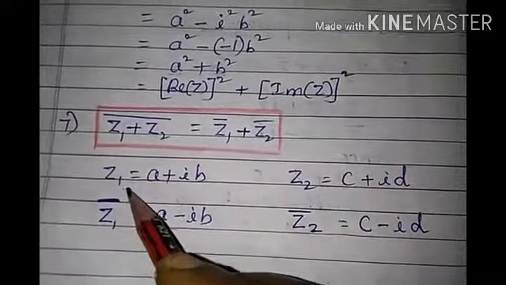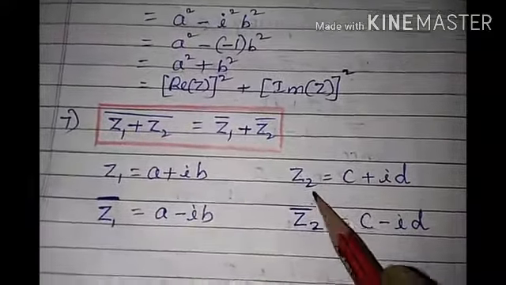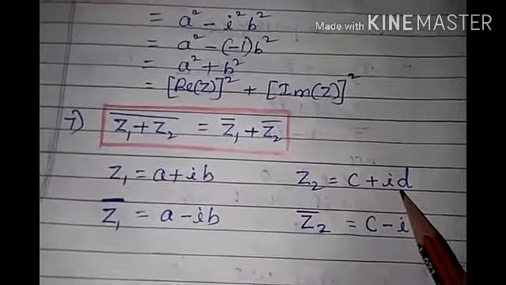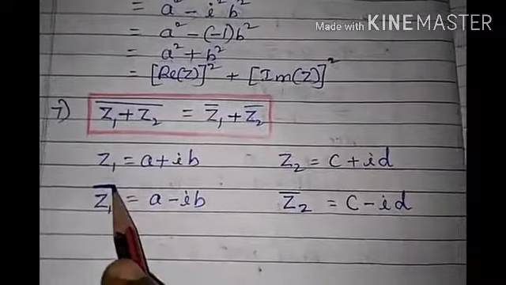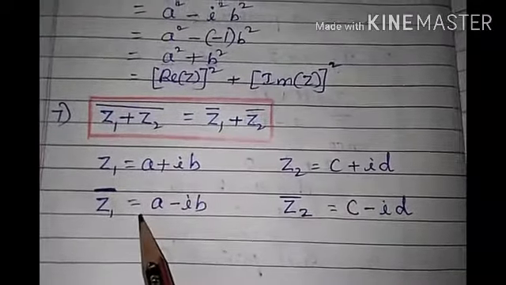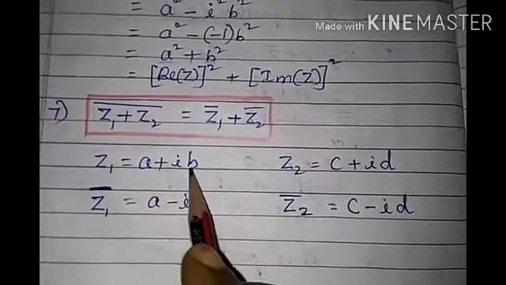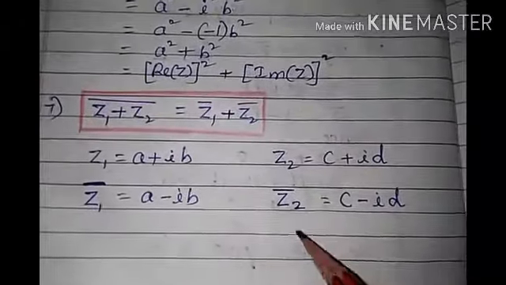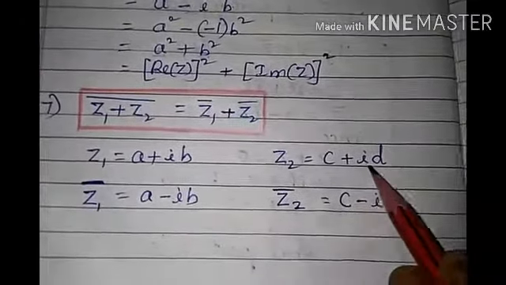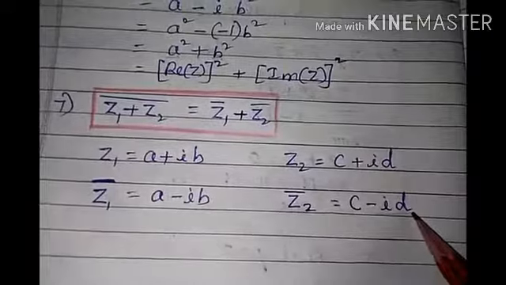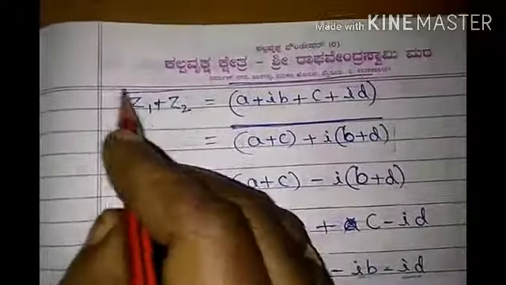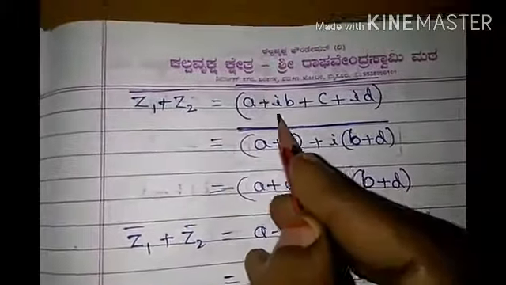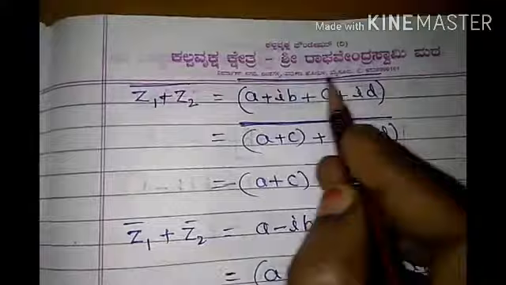Let us take z1 is equal to a plus ib and z2 equal to c plus id are two complex numbers. Then what is conjugate of z1? Z1 conjugate is equal to a minus ib, and z2 conjugate equal to c minus id. Now z1 plus z2 whole conjugate equal to a plus ib plus c plus id whole conjugate.